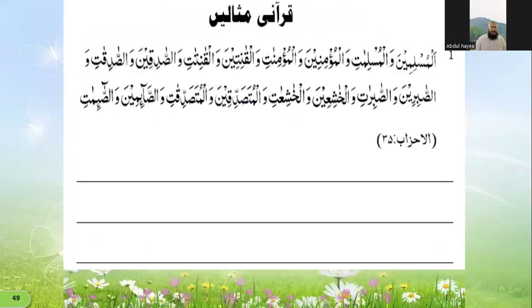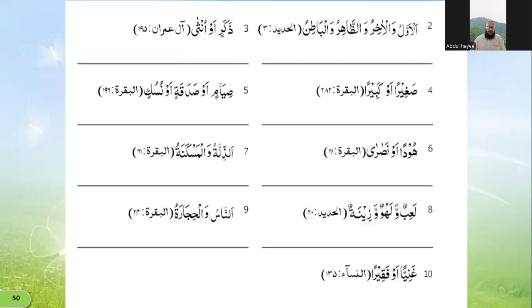So these were the Quranic ayat we have done. Al Muslimina wal Muslimat wal Mu'minina wal Mu'minati wal Qanitina wal Qanitati was Sadiqina was Sadiqati was Sabirina was Sabirati wal Khashi'ina wal Khashi'ati wal Mutasaddiqina wal Mutasaddiqati was Saimina was Saimati. We have done this exercise. Now you have to do this from home.